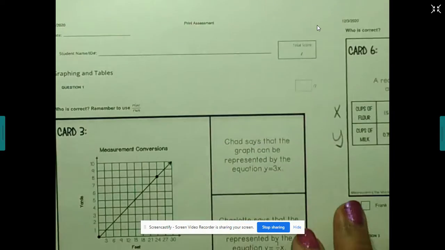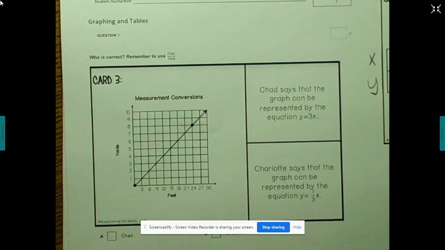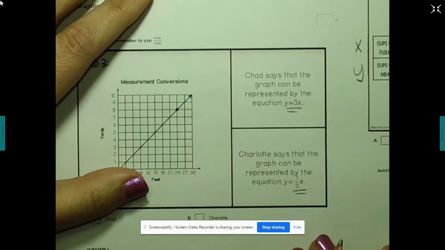Alright guys, I'm going to walk you through some of the more challenging cards for this assignment. So this is question 1, card 3, and it wants us to know who has the correct equation. So we have 3x and we have 1/3 x, okay?